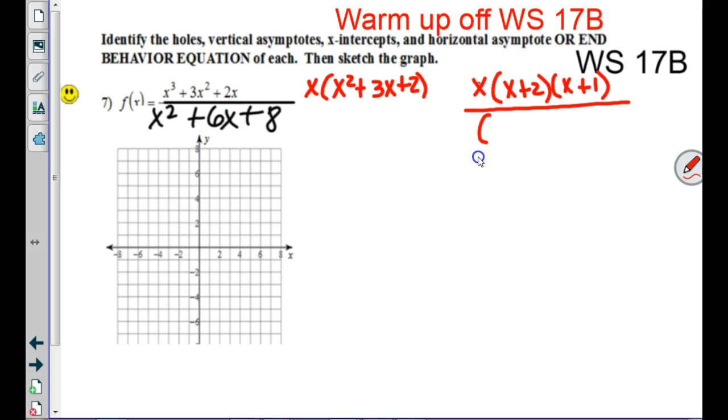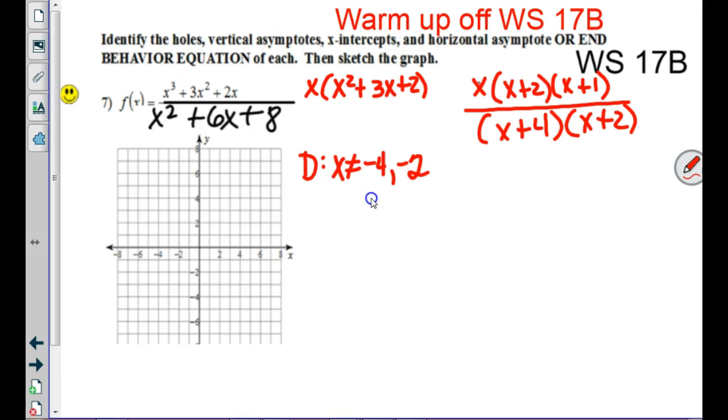This is off worksheet 17B. Okay. Now, before we do anything, you should state the domain restriction. It doesn't say that here, but on the quiz it would. So what are the things the domain cannot equal? Okay. The second thing it says on here is factor, do the domain, and then look for a hole. Is there a hole?